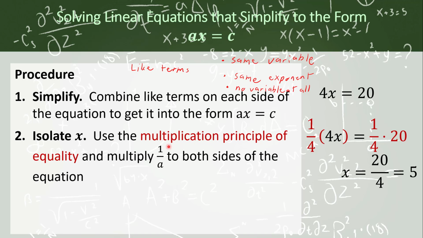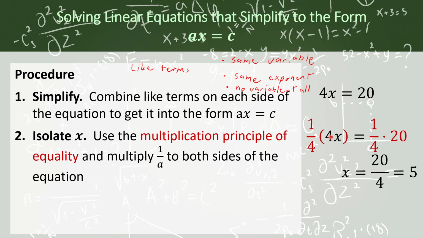And what we're going to do is use the multiplication principle of equality and multiply both sides of the equation by 1 over a. So if this is a, we are going to multiply that by the reciprocal of that, which of course would be 1 over a. Here, a happens to be 4. So we're going to multiply both sides by 1/4. And then of course we're going to simplify.